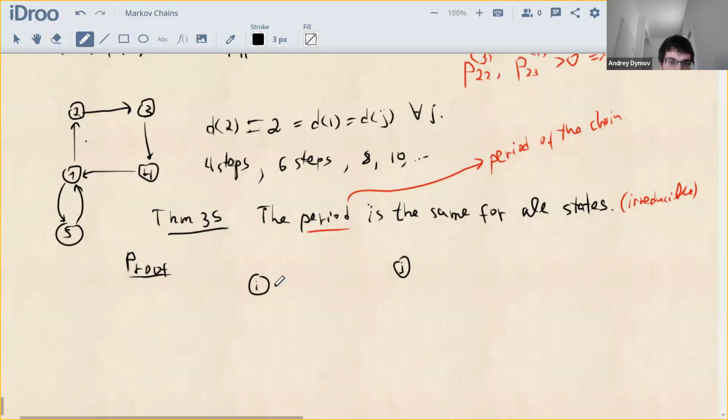Since my chain is irreducible, it has a unique communicating class, right? That's why there is a passage, in some number k of steps, which starts in I and finishes in J, right? And also there is a passage which starts in J and finishes in I, right?